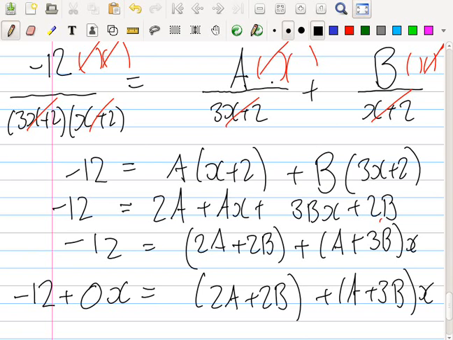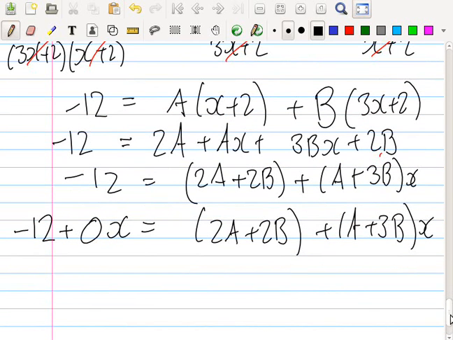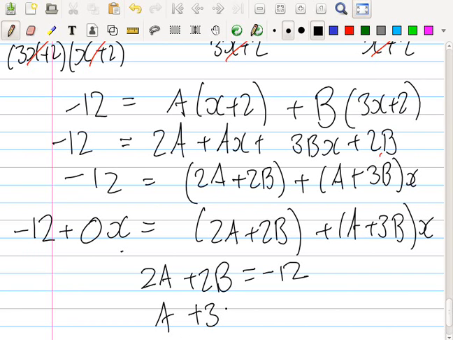So, who thinks they can tell me what I can say from this line here? What do you think I could say if I'm comparing left and right? I have 2a plus 2b. What should that equal? Minus 12. And then what about a plus 3b? 0. So it equals 0.